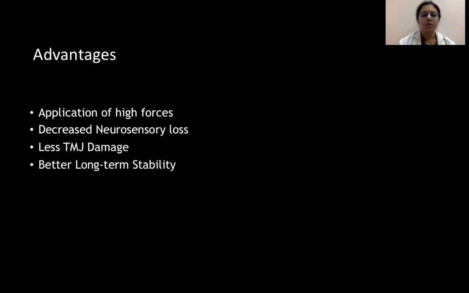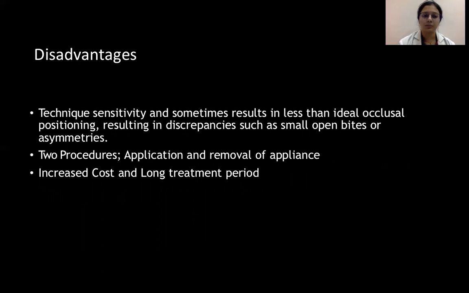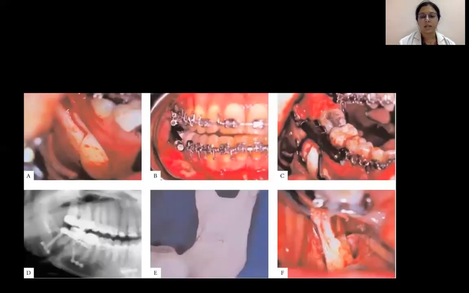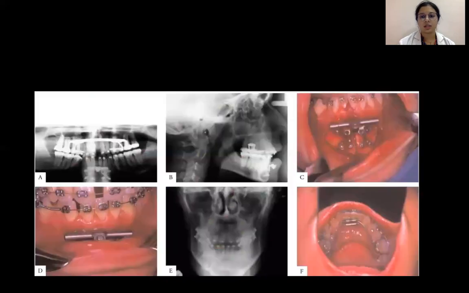Advantages: application of high forces, decreased neurosensory loss, less TMJ damage, and better long-term stability. Disadvantages: technique sensitivity, application and removal of appliance, increased cost and long treatment period. Now, this is an example of a case where distraction osteogenesis has been performed.